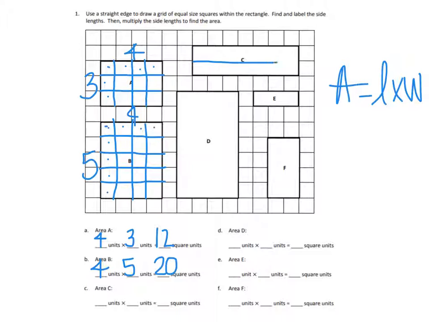So I just need to draw one grid line going across and then 6 grid lines going up and down. So determine the length. I have 1, 2, 3, 4, 5, 6, 7, and I have a width of 2. So area C is 7 times 2, which equals 14 square units.